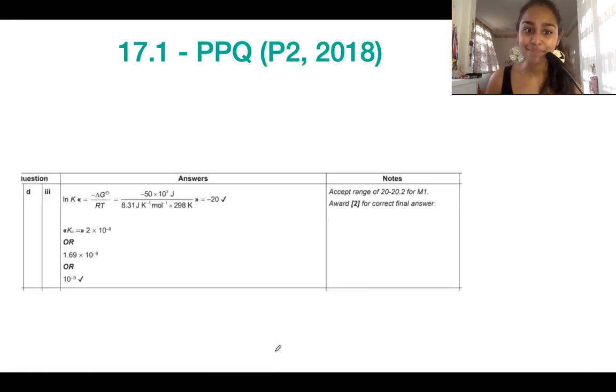And let's have a look at the mark scheme then. So that's exactly what the mark scheme has done. Rearrange the equation to find ln K. You substitute all your values, and then you get this value for ln K. But remember, that's not your final answer, right? Because you want to find the magnitude of Kc itself. So you take the natural exponent of this value, and that gets you Kc is equal to 2 times 10 to the minus 9. Good.